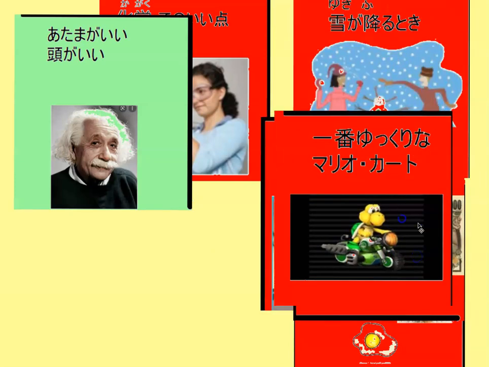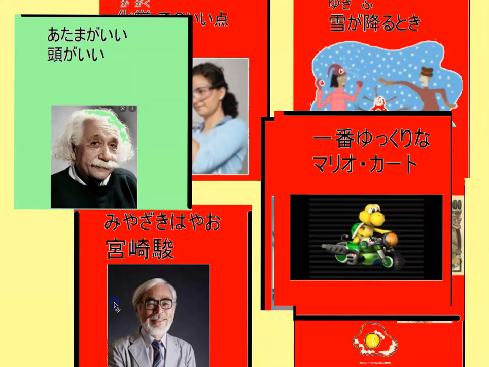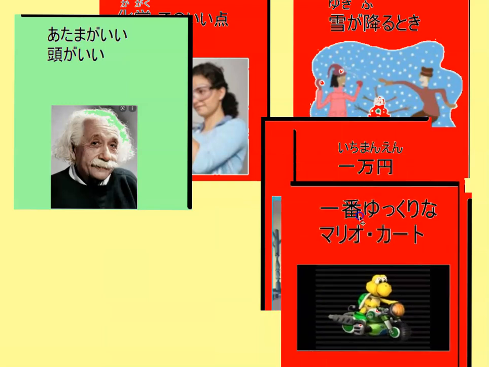So I've got to draw another card. Oh, look, I drew Miyazaki Hayao. Oh, he's pretty smart too, but it's too late. I already put in that card. I'm not allowed to put in the new card because I already chose my card.